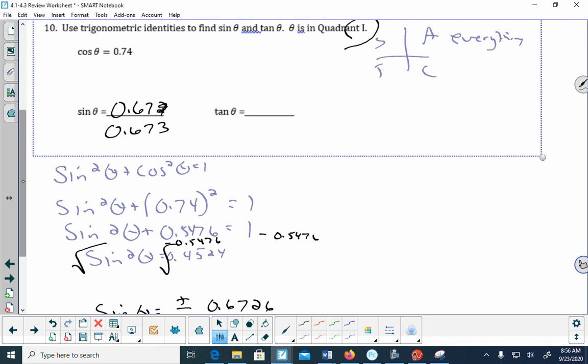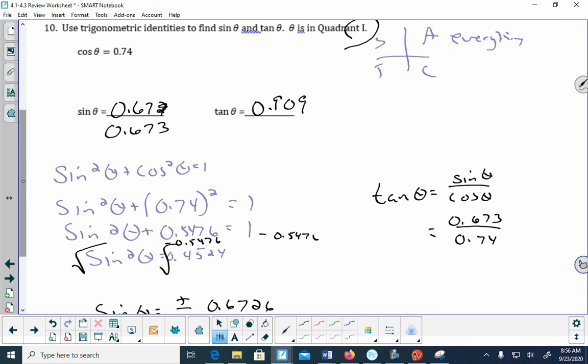0.673. Now to find the tangent, I'm going to say the tangent of theta is equal to the sine over the cosine. Well, the sine we just said was 0.673. The cosine is 0.74. When I divide that on my calculator, I get 0.909. And that will be my tangent.